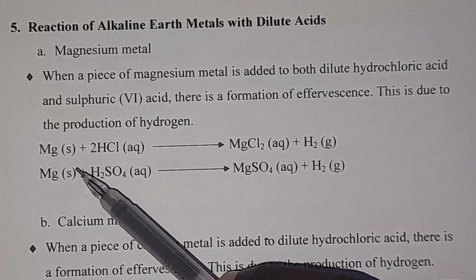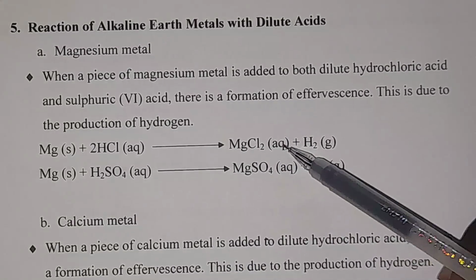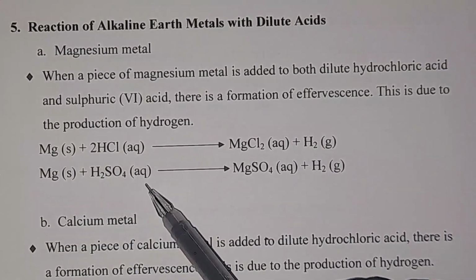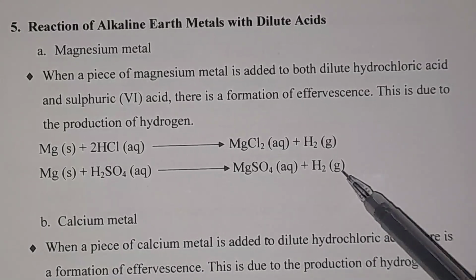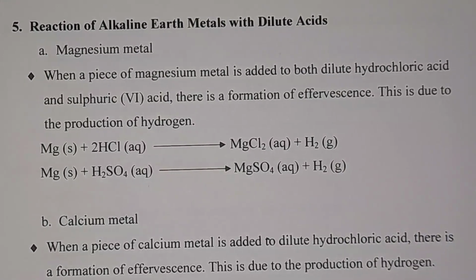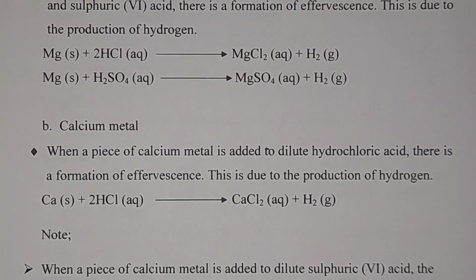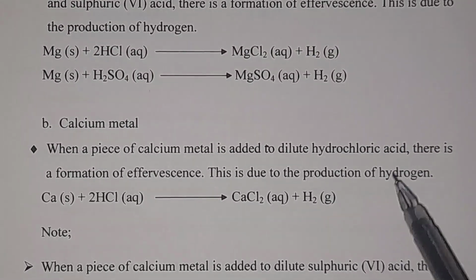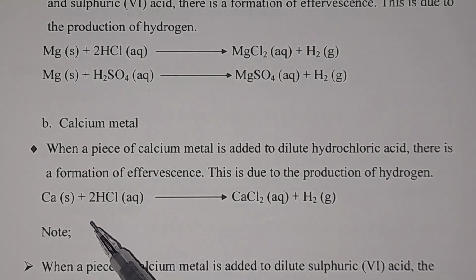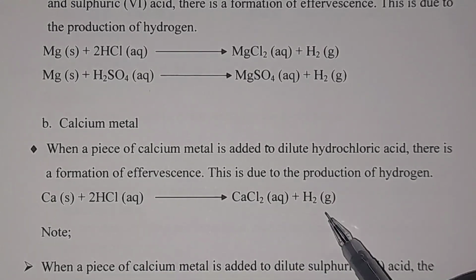So the reaction is magnesium solid reacting with dilute hydrochloric acid solution to give us magnesium chloride solution and also hydrogen gas. When magnesium reacts with dilute sulfuric acid, we get magnesium sulfate and also hydrogen gas. Because of the hydrogen gas, that's why we see the observation as the formation of effervescence. But B, we have calcium metal. When a piece of calcium metal is added to dilute hydrochloric acid, there is a formation of effervescence, and this is due to the production of hydrogen gas. That reaction is written here: calcium solid reacting with dilute hydrochloric acid, giving us calcium chloride and also hydrogen gas.